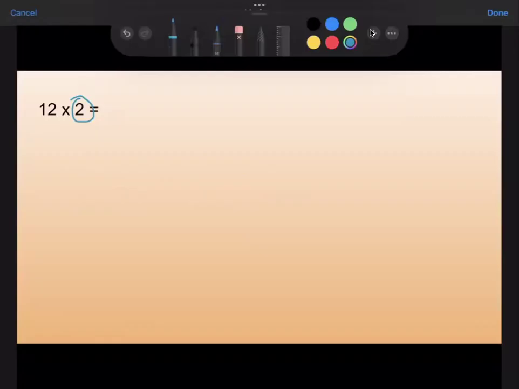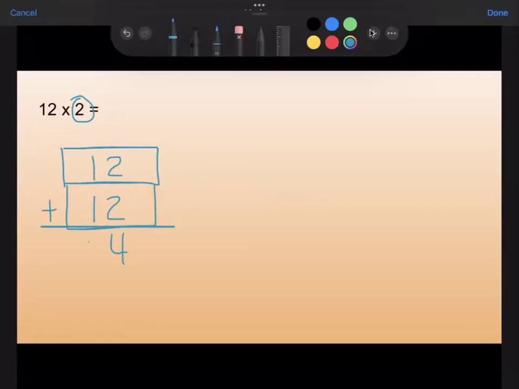So what they do is they take the smaller number, make group 1, group 2, and then they put 12 in each group so that they can add those together. Well, 2 plus 2 is 4, and 1 plus 1 is 2. So 12 times 2 is the same as 2 groups of 12, which gives us 24.